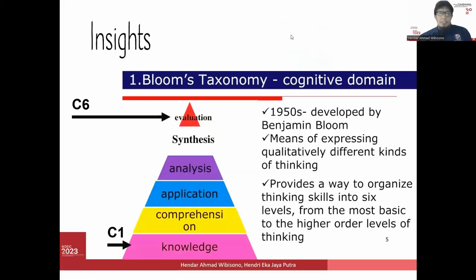And this is the insight. Okay, take a look. This is the Bloom taxonomy cognitive domain. It's from C1 until C6. So it's about the cognitive domain from Benjamin Bloom. The first is knowledge, and the second comprehension, application, analysis, synthesis, and evaluation. So this is the pyramid of Bloom taxonomy.